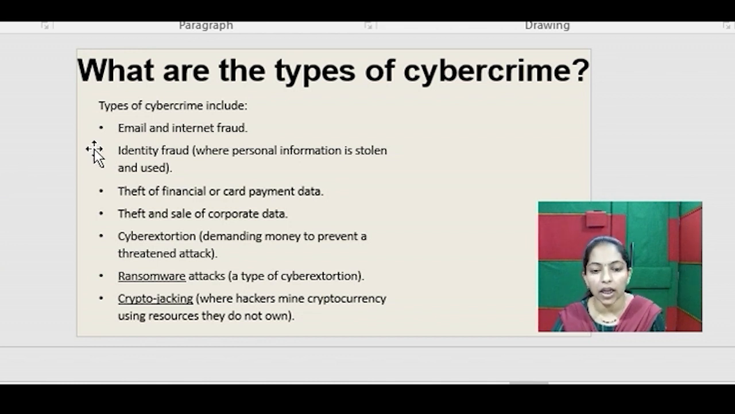First is email and internet fraud. Second is identity fraud, in which personal information is stolen and used. Next is theft of financial or card payment data. Next is theft and sale of corporate data. After that, there is cyber extortion, which is demanding money to prevent a threatened attack. Next is ransomware attack, which is a type of cyber extortion. And next is cryptojacking, where hackers mine cryptocurrency using resources they do not own.